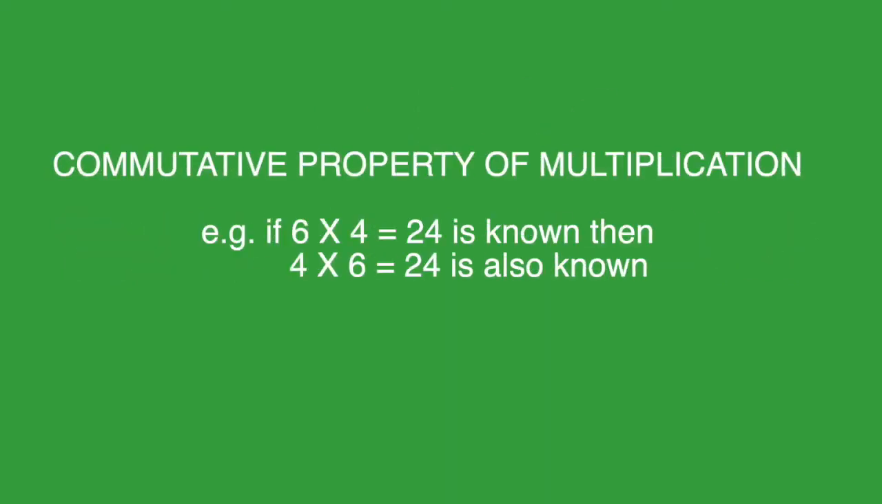The commutative property of multiplication states that if 6 times 4 equals 24, then it is known that 4 times 6 also equals 24, which lets us know that if we are only multiplying, the order in which we multiply does not make a difference.